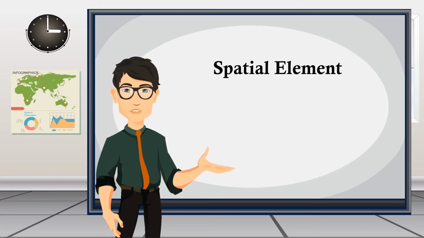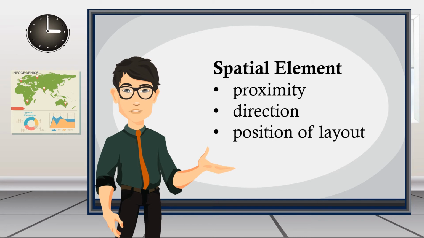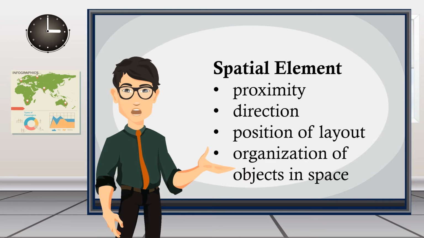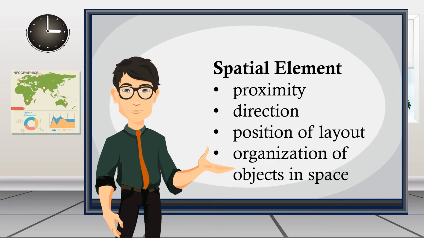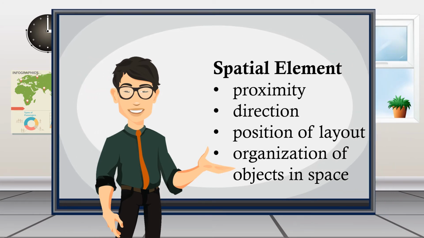Next element is spatial. This includes proximity and direction. The spatial mode, as the name implies, refers to the arrangement of elements in space. It involves the organization of items and the physical closeness between people and objects. A good example of the spatial mode might be the different ways in which chairs and desks are arranged in a classroom.